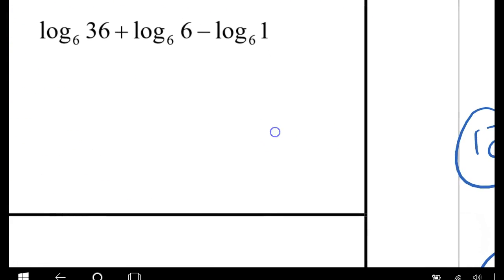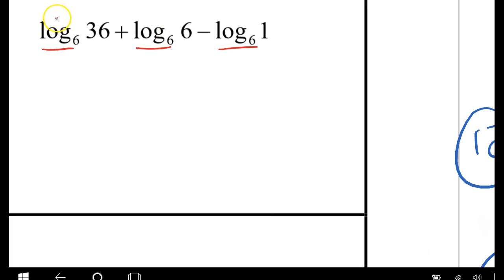use the same idea, but now this requires maybe one extra step. So first, if you have 3 logs, focus on just 2 of them at a time. And you could pick either combination. So I could focus on the first 2, or I could focus on the second 2. But just to be sane, let's start on the left and move to the right. So let's start with the first 2.